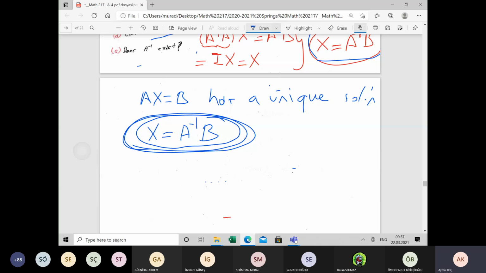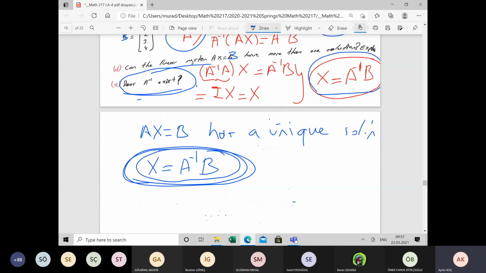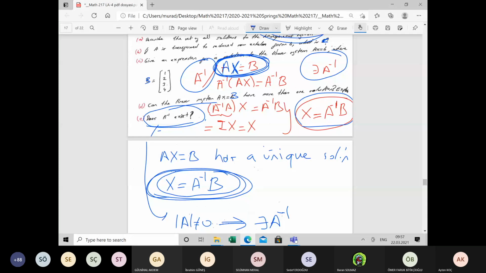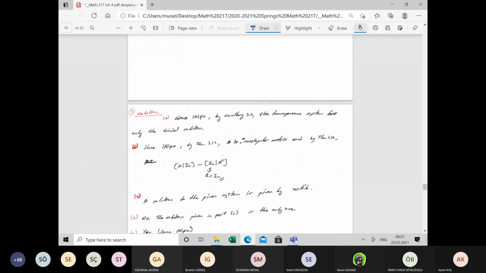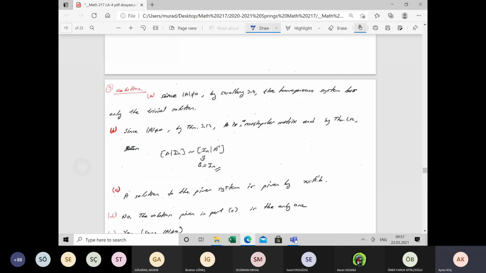So here there exists an inverse. Of course there exists an inverse because the determinant is non-zero. Using the theorem, if the determinant is non-zero, then the inverse exists. Any question? Okay, no question. This one is the solution.